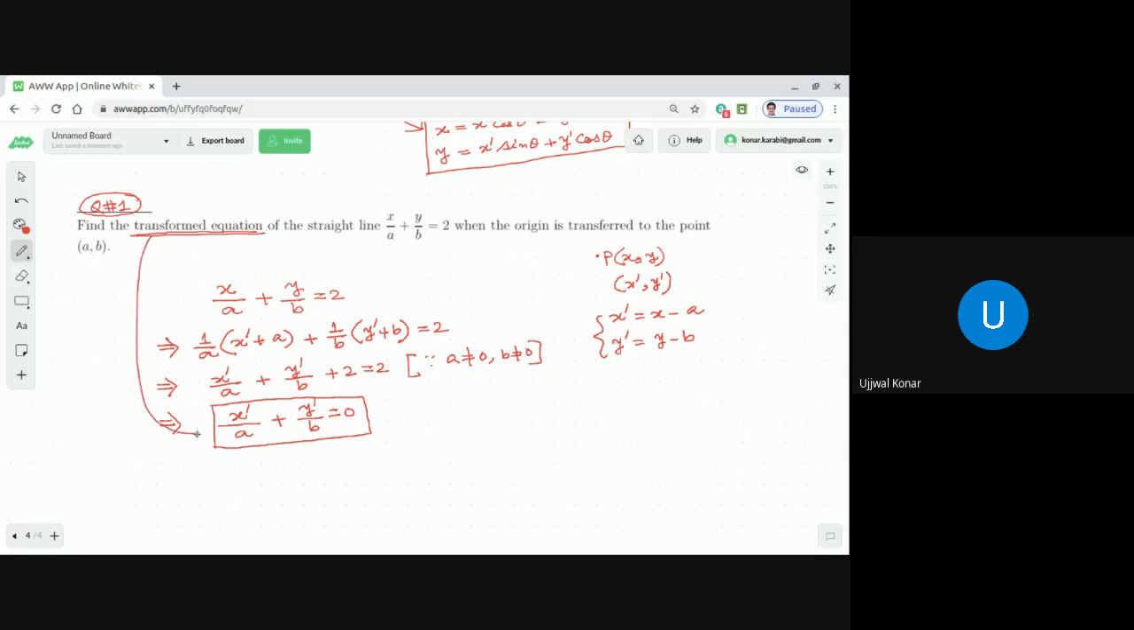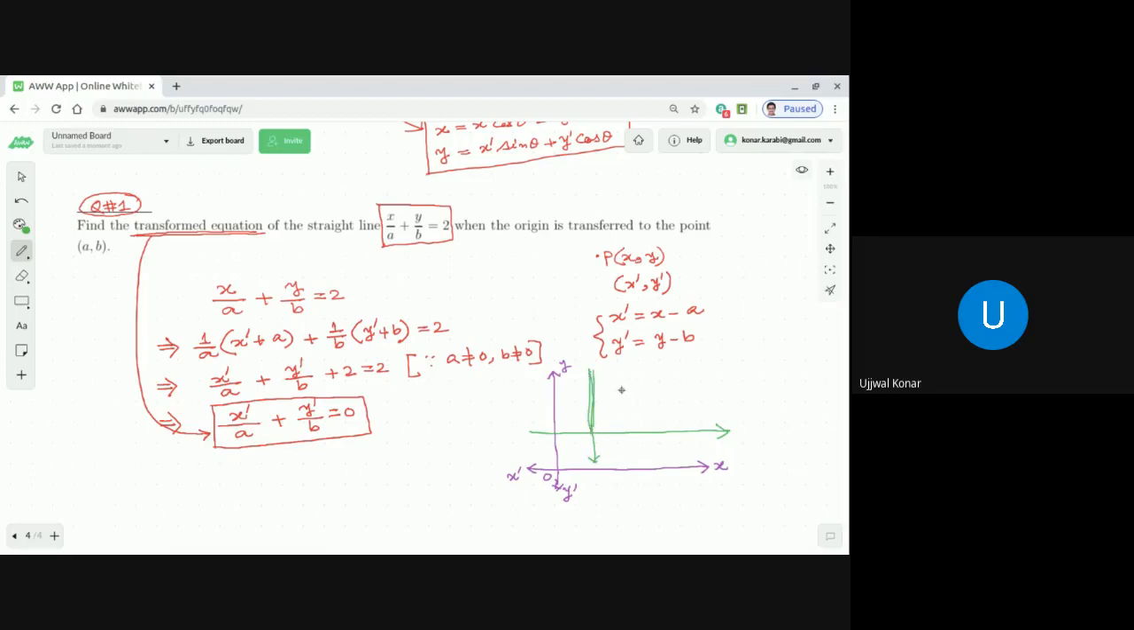So this is the transformed equation whose original equation is x by a plus y by b is equal to 2, and when the origin is transferred to the point a comma b. If I describe this problem in a picture, how does it look? So this is the original coordinate system, dear students, X O X dash and Y O Y dash. Then what happened is that it has been shifted to the point a comma b. So this becomes our new coordinate system.